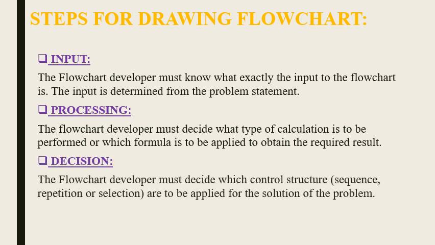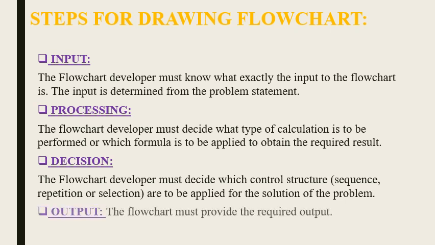Decision, and this is very important for the flowchart. The flowchart developer must decide which control structure, sequence, repetition, or selection, these three we have discussed in our first lecture, are to apply for the solution of the problem. And the last one is output. The flowchart must provide the required output. Otherwise, we think our flowchart is wrong.